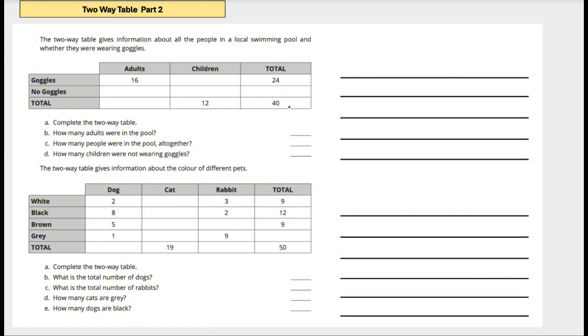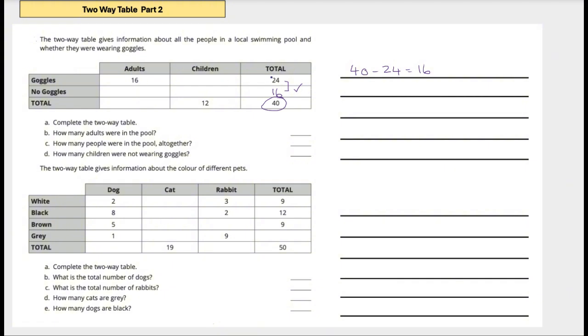So let's fill in what we know. We can see that the total here is 40 and we've got 24. So our first step is 40 minus 24, which gives us 16. So the total of people wearing no goggles is 16. You can check your answer, remember, by adding these two up. It should equal 40, which it does. So I'm happy with that.